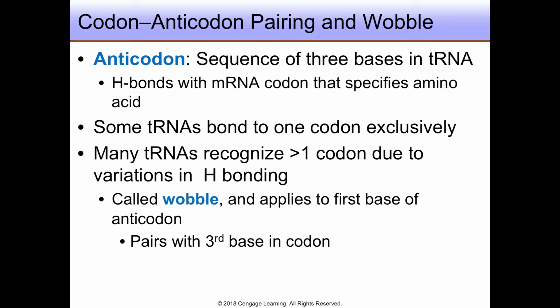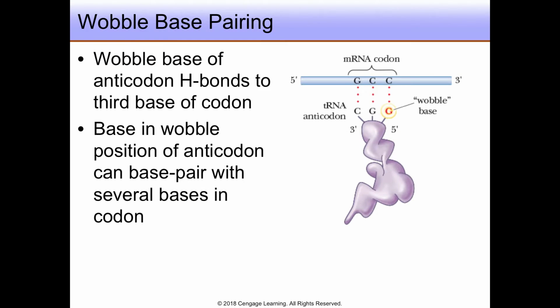the tRNA. We find that many tRNA molecules can recognize more than one codon through variations in hydrogen bonding. This means that we need fewer tRNA molecules than there are codons. We can see this wobble well illustrated in the figure on the right. The third or wobble base in the codon pairs with the first or wobble base in the anticodon. The wobble base in the tRNA can base pair with more than one base in the codon.